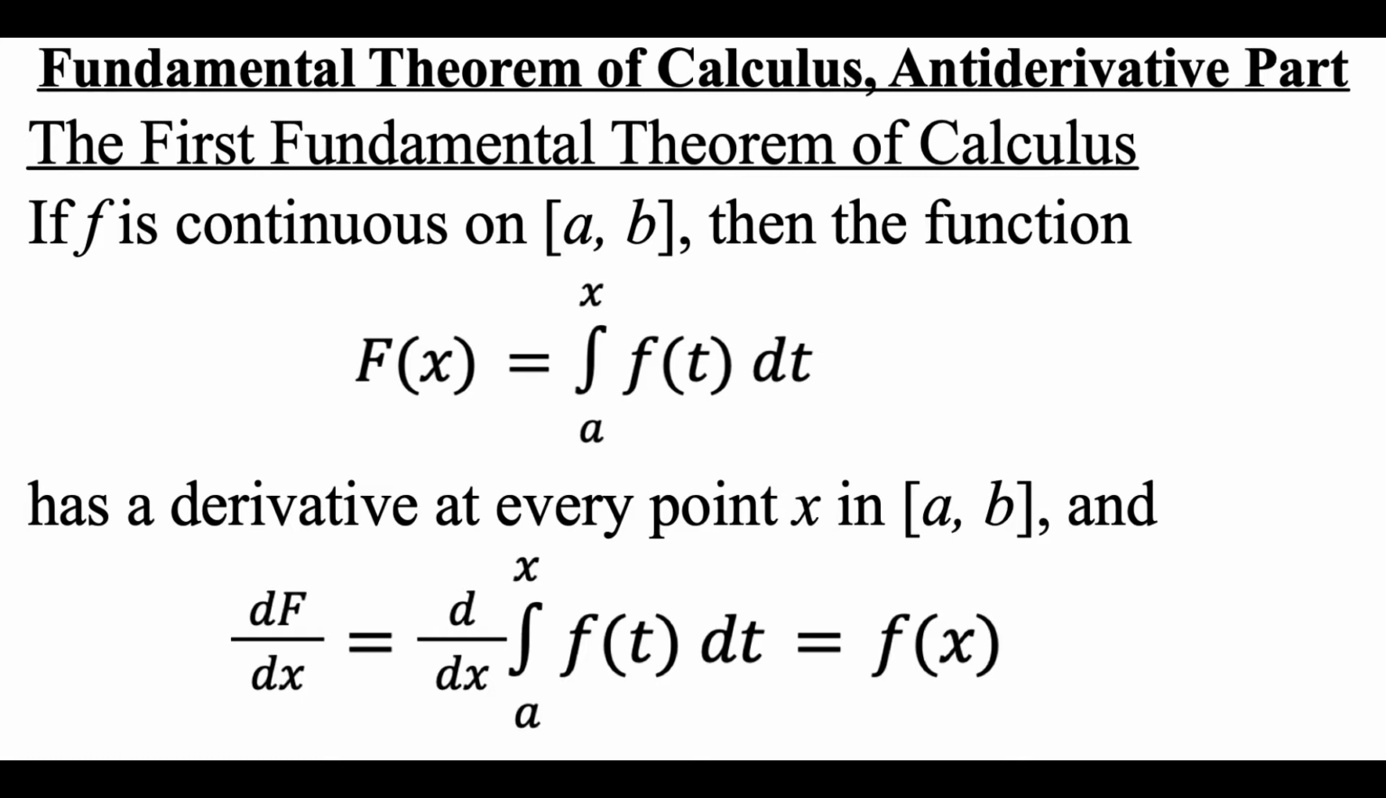And it doesn't seem like much, but this is a really powerful conclusion that we're able to make. So it says that every continuous function is the derivative of some other function. So then every continuous function has to have an antiderivative. And it also says that finding a derivative and doing integration are just the inverses of each other.